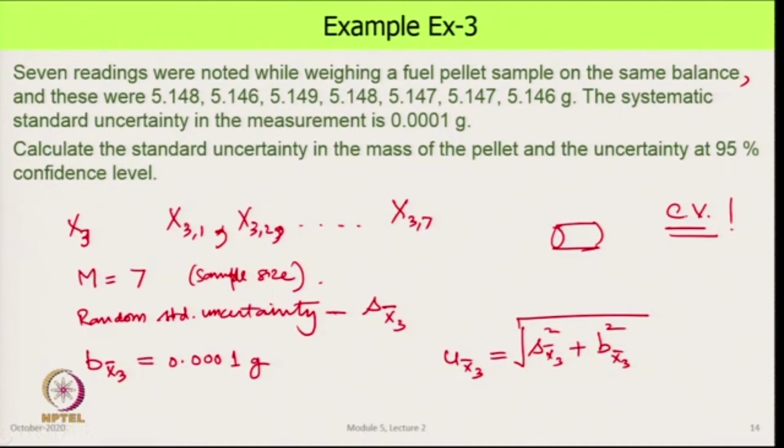And it says what is the uncertainty at 95% confidence level? Uncertainty is Ux3 bar. We have been asked at 95% confidence level, so it is U95. This will be K times Ux3 bar, which for 95% this factor is 2. So, this becomes 2 times Ux3 bar. That is the second part of the question here. So, let us solve this now.